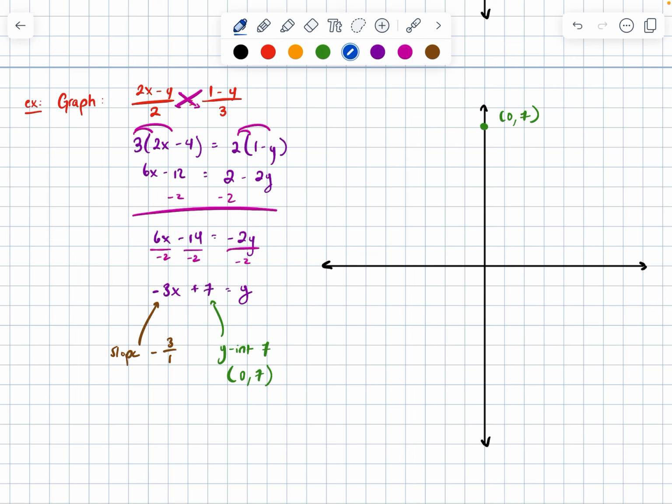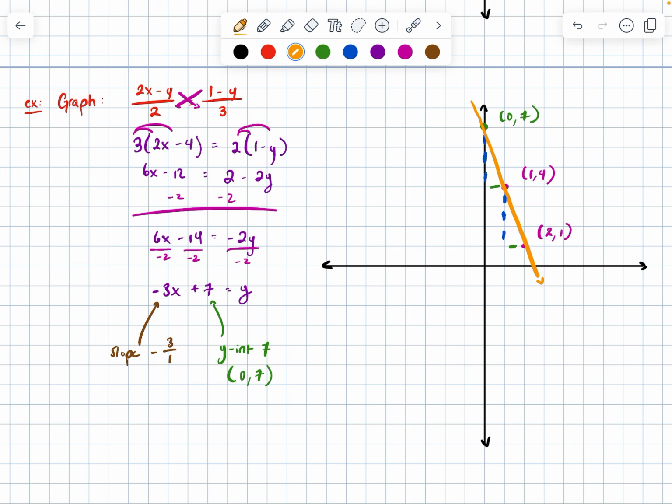Because I don't want to go off my graph here, let's just find points to the right. Doesn't really matter, of course, but my rise is 3, so I'll go down 1, 2, 3. And my run of 1, so I'll go over 1 to the right here to make sure that my slope stays negative. So I have this point here, whose coordinate is 1, 4. Let's find one more point, so I'll go another 3 down and another 1 over to the right. So that tells me that this point here, 2, 1, is on my graph.